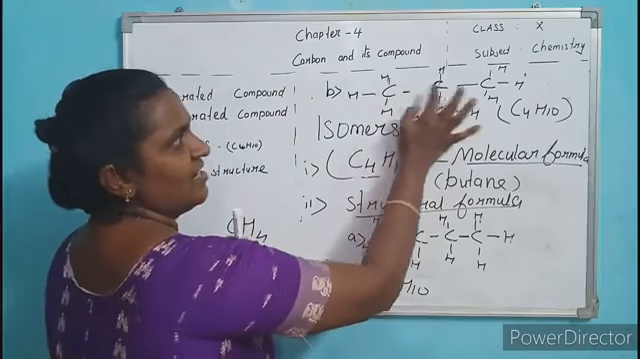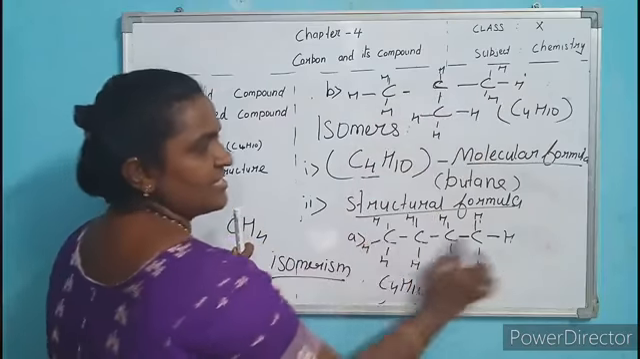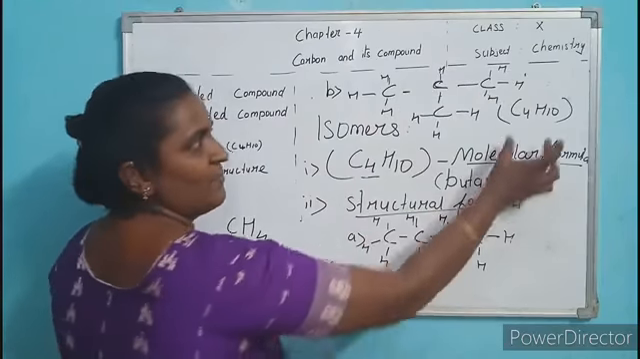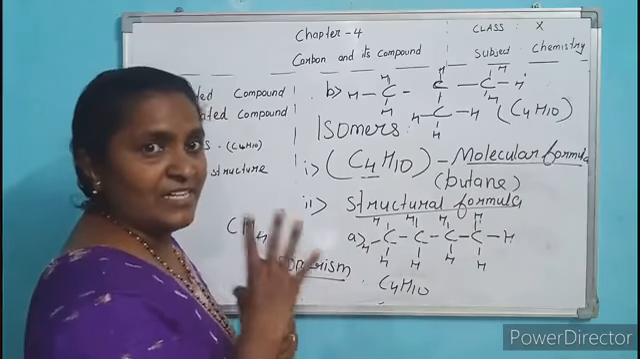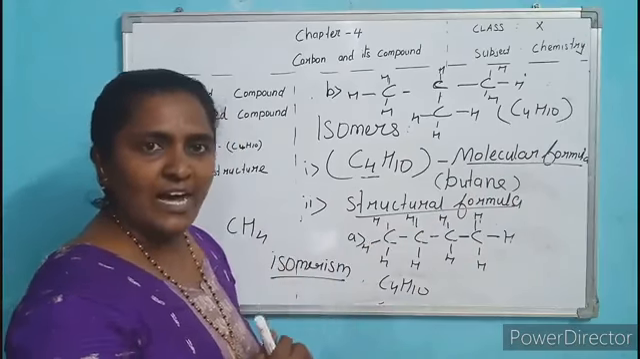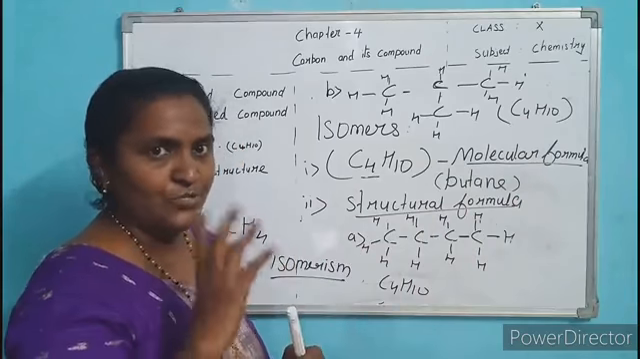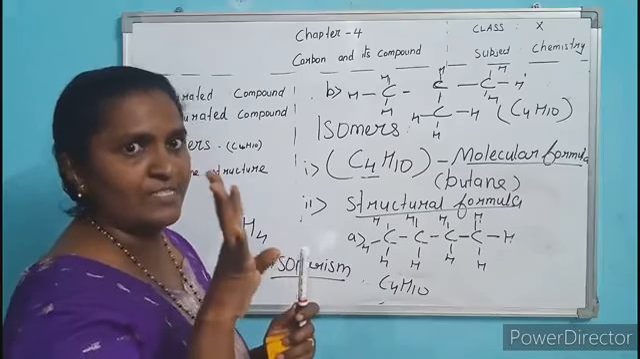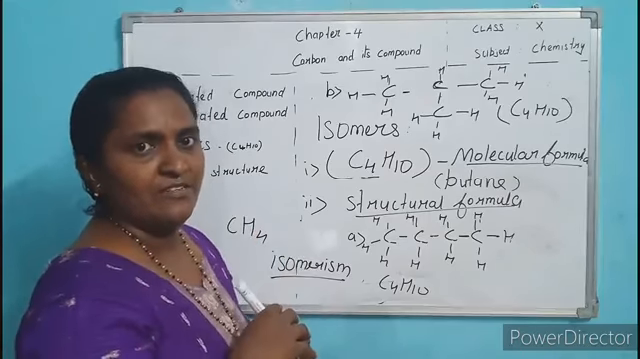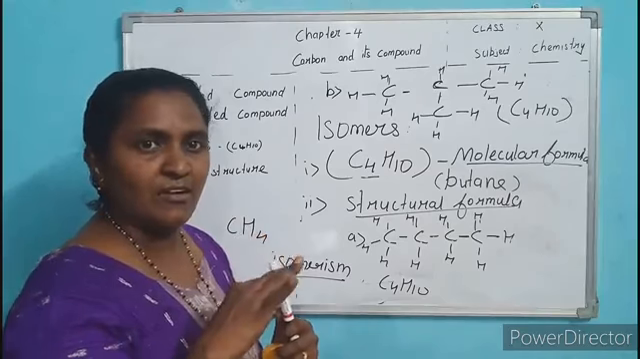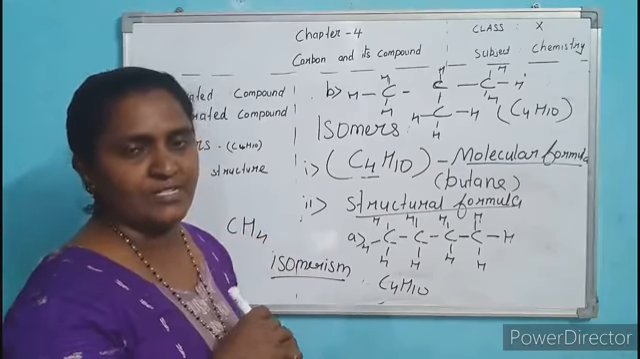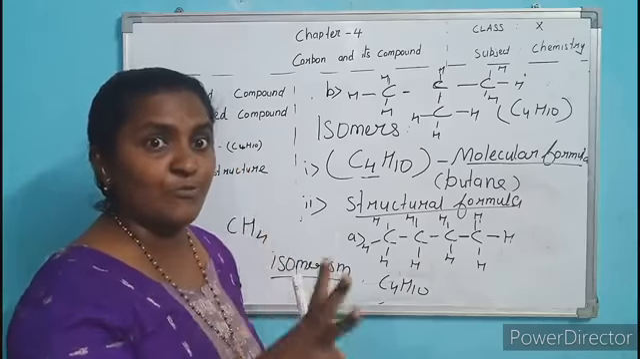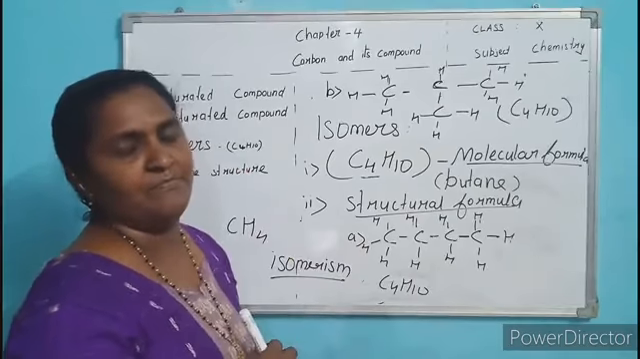See the structure, this carbon is here, one is branched. This is straight. The structure is different but the molecular formula remains the same. Such a phenomenon is called isomerism. To make isomerism, minimum how many carbons are required? Do you know? 4 carbons are required minimum. Less than 4 carbons you cannot make isomerism.